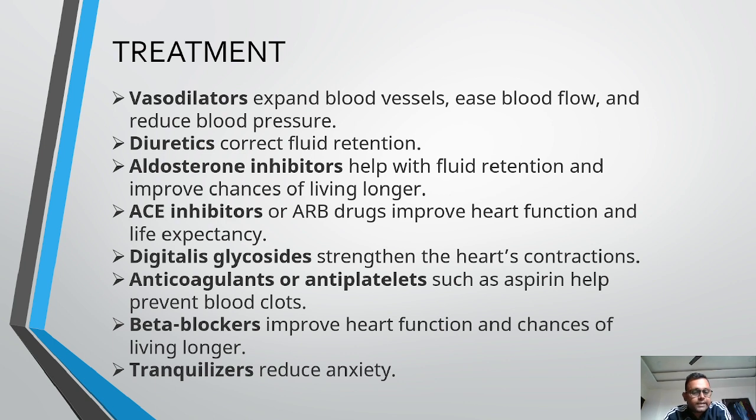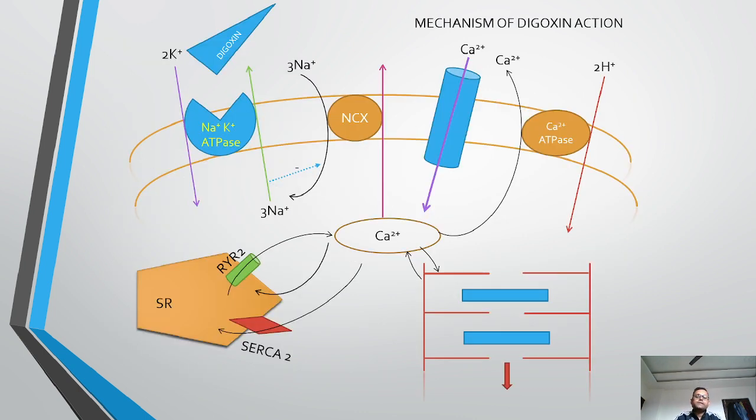Anticoagulants or antiplatelet drugs such as aspirin help prevent blood clots, and beta blockers improve heart function and chances of living longer. Then tranquilizers reduce the anxiety. So here I am discussing the mechanism of action of digoxin, which I told you earlier is a game changer. What it does is improve the force of contraction of the failing heart.